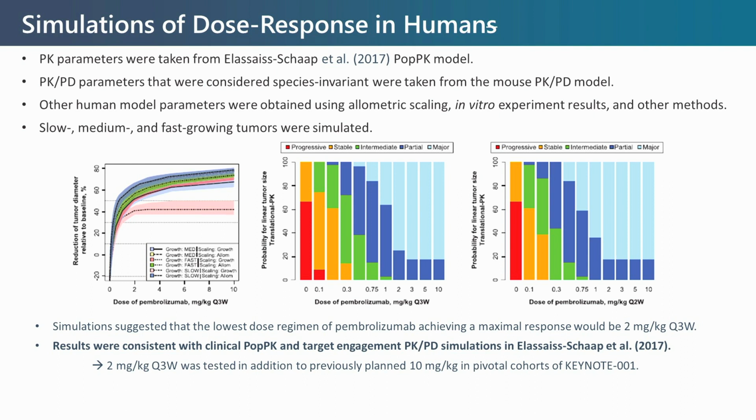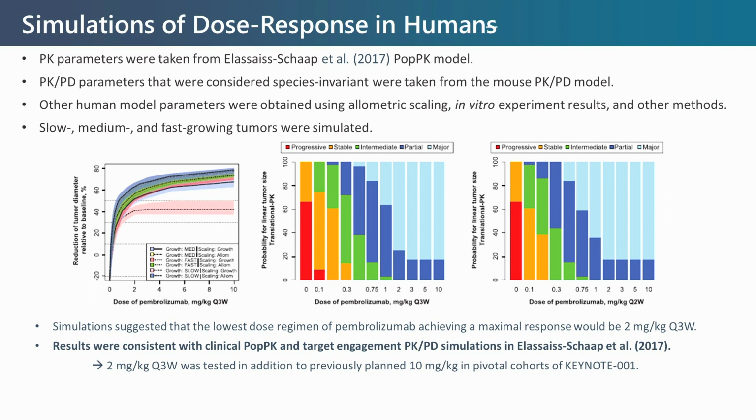right. Both dosing frequencies resulted in similar responses overall, and the probability of achieving partial or major response reached a plateau at 2 milligrams per kilogram every 3 weeks. As you will recall, this was the same dose selected in the first part of the case study, using population PK and empirical PK/PD modeling.